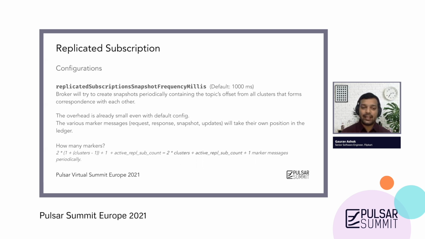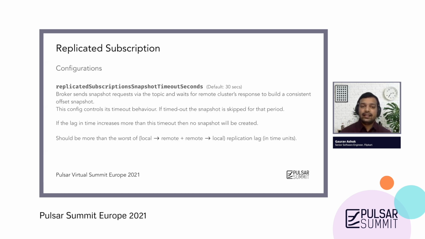So if you don't have a large throughput, or you are okay with duplicate messages when you do the failover, maybe it is okay to increase this to 5 seconds or 10 seconds. The snapshot timeout seconds will dictate the timeout behavior when the broker is trying to establish these snapshots, right? The exact details, again, Matthew explains very well.